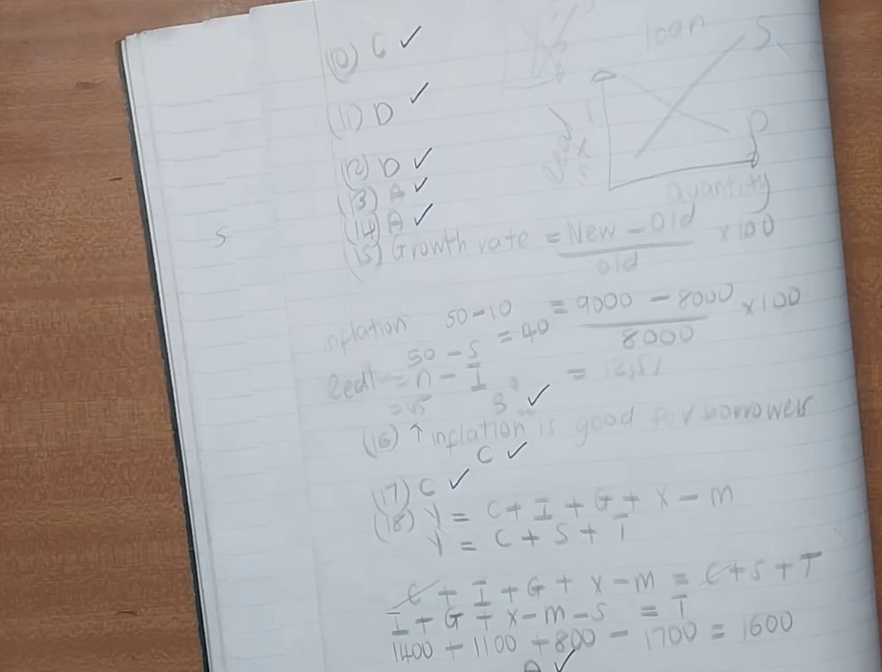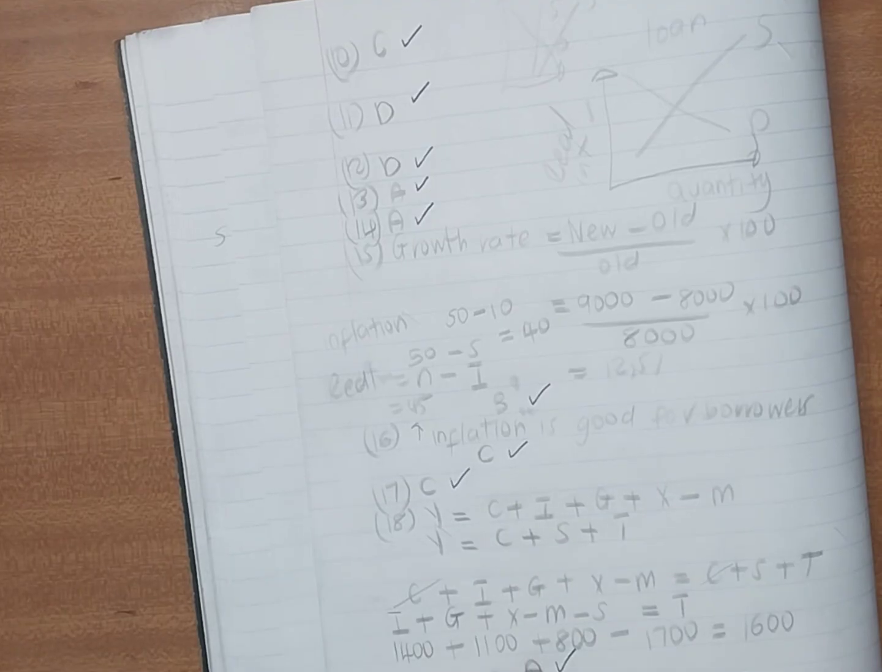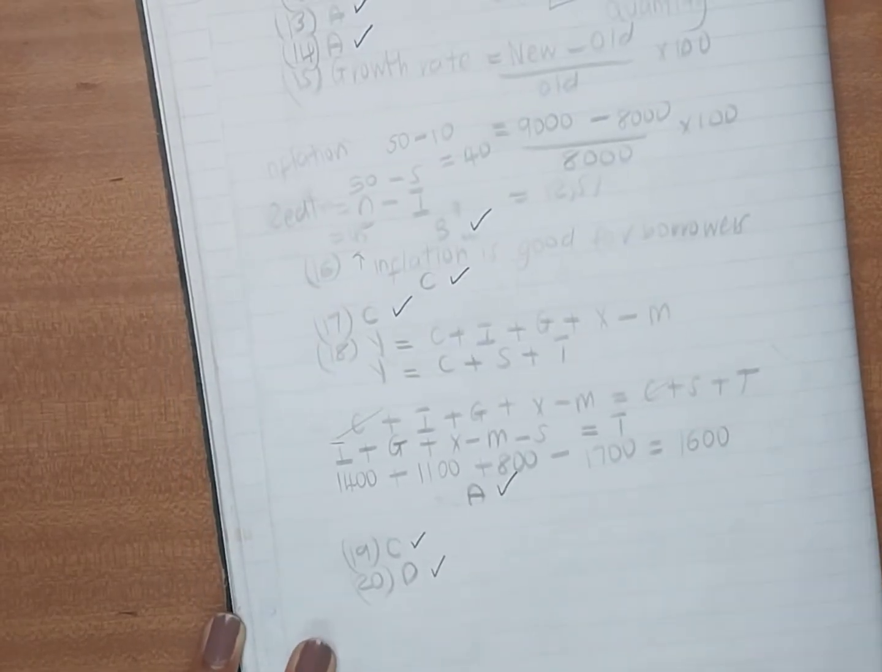Question 18 says, if GDP is 15,000 with a positive trade balance, what is a positive trade balance? It means that my exports were greater than my imports, right? And a government expenditure of 1.1, household saving of 1.7, investment of 1.4, and they are asking for taxation. So I want you guys to know two formulas.